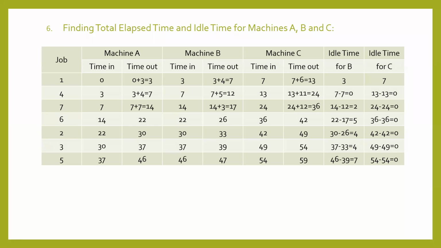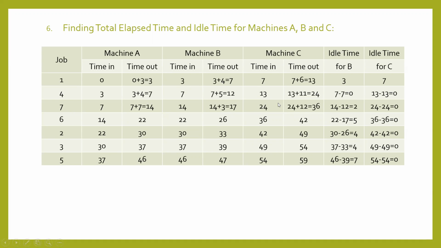Now, as soon as job number 7 is over on machine A, it can go for processing on B. Check the out of the previous job, which is 12. That means machine B is sitting idle for the next job. The one which was greater, 14, comes in as the time in. So 14 minus 12 will give me 2, which is the idle time for machine B. 14 plus 3, 3 being the processing time of job number 7 on machine B, will give me 17.